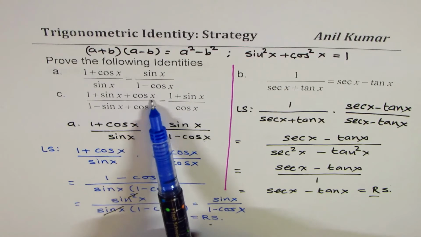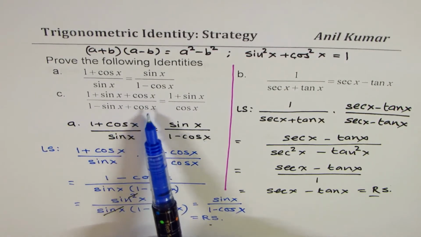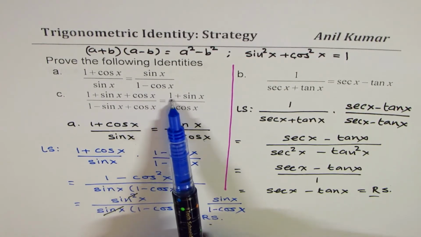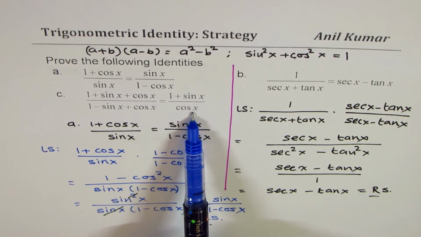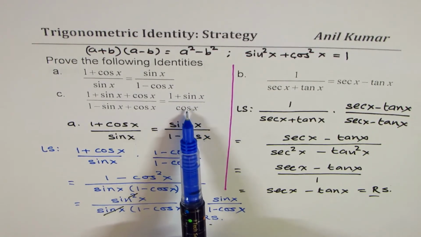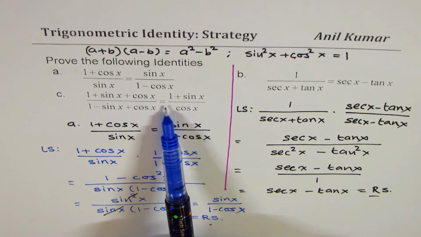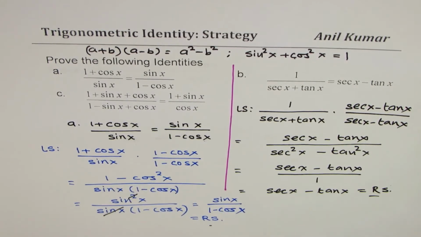1 plus sin x plus cos x over 1 minus sin x plus cos x equals 1 plus sin x divided by cos x. I would like you to pause the video, answer this question, and then look into my solution. Anyway, let me write down here how I got this last step, right?